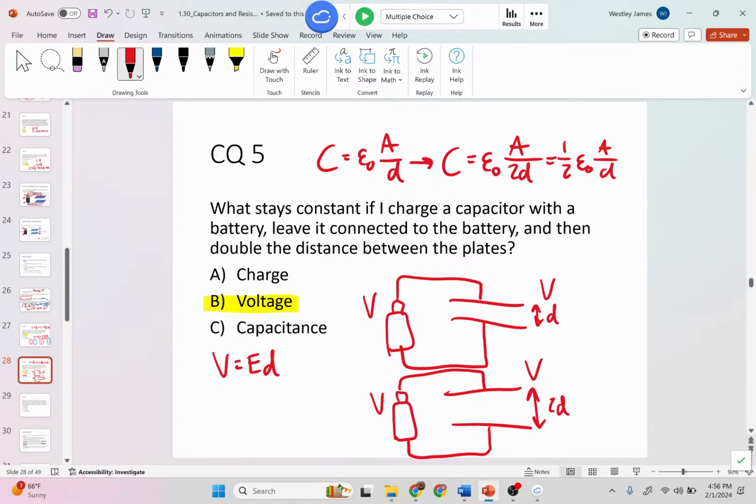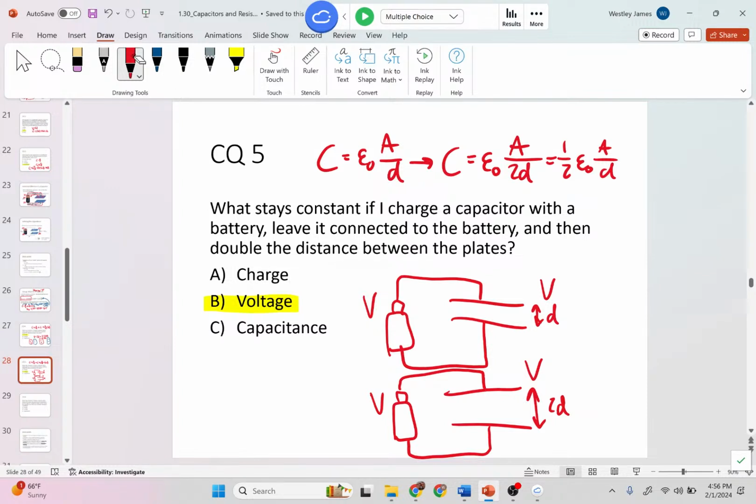I was lying to y'all. The electric field does change, and therefore the charge is changing. Why is the electric field changing? Again, it's kind of circular logic. It's going to get more charge on it.